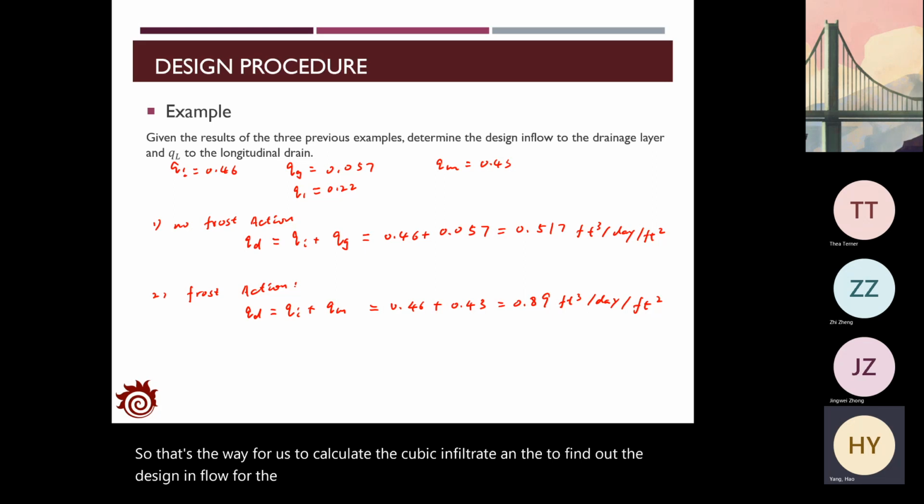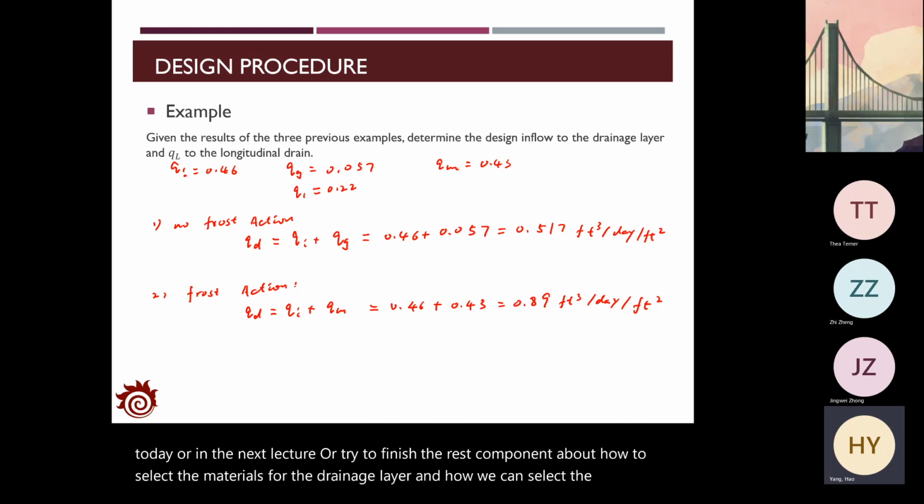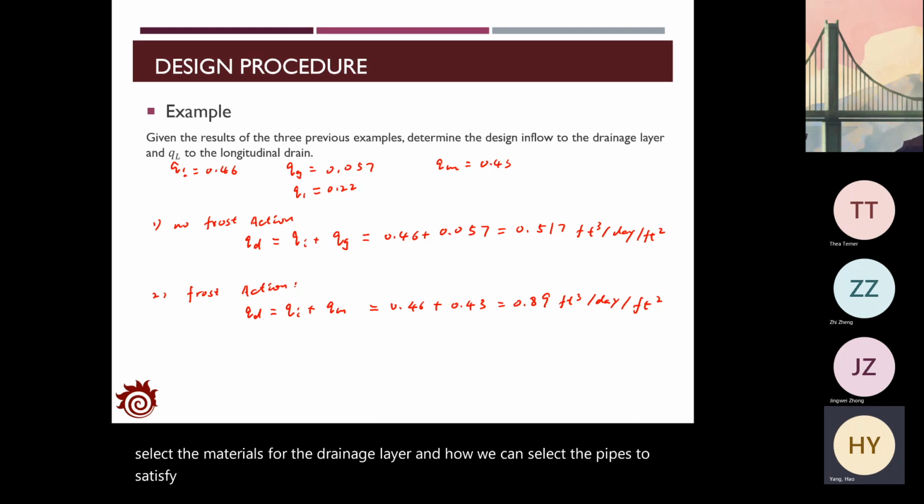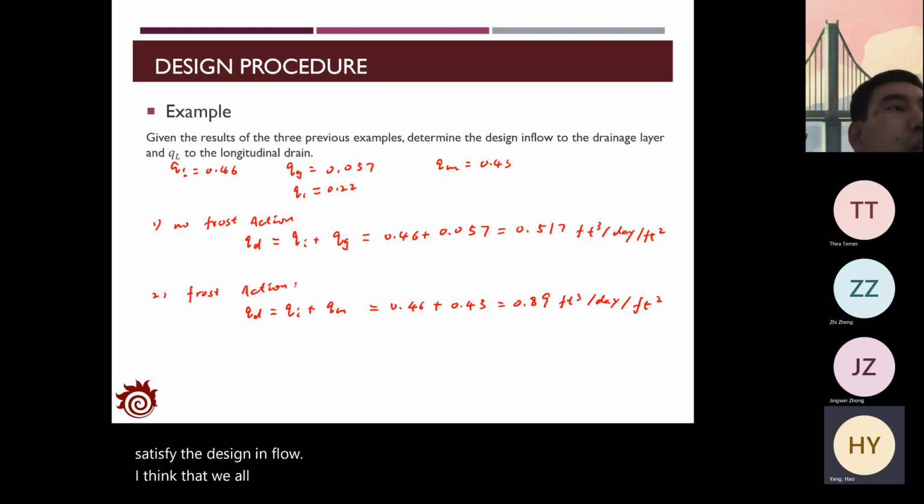And I think we are done for the lecture today. In the next lecture, I will try to finish the rest of the components: how to select the materials for the drainage layer and how we can select the pipes to satisfy the design inflow. I think that will be all. Do you have any questions so far?